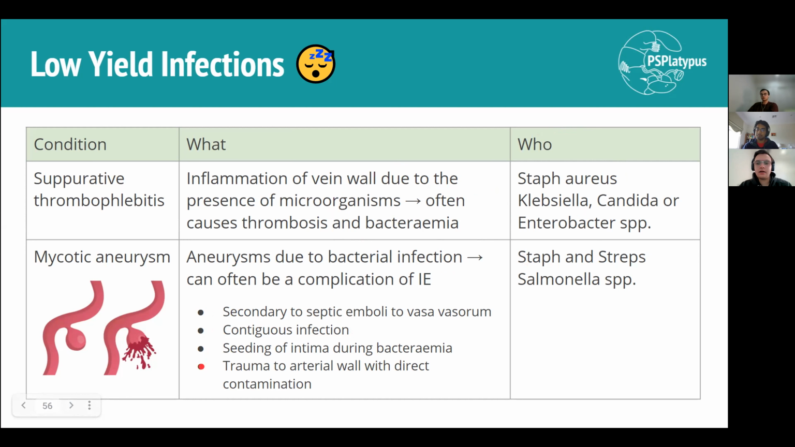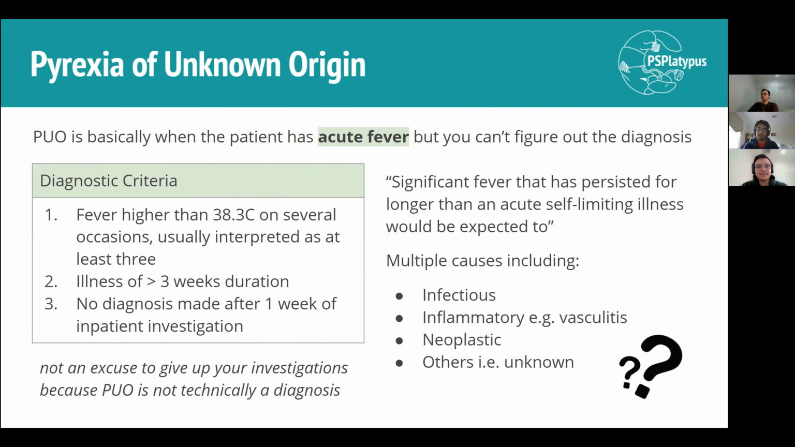Who's responsible? Again, Staph aureus is the big killer. You've got strep, salmonella species, and so on. And then finally, this is just a really interesting one to think about.